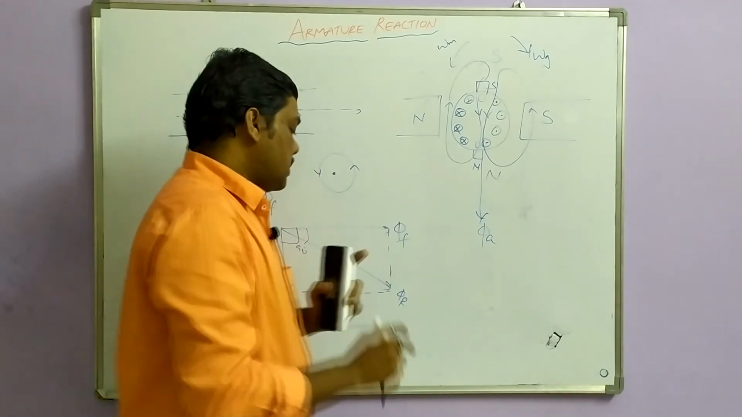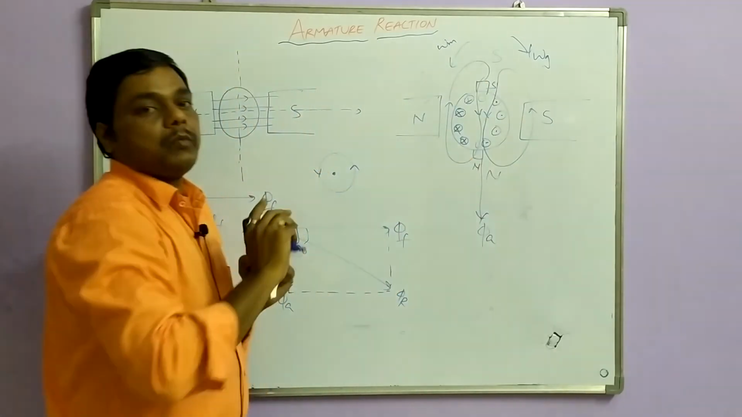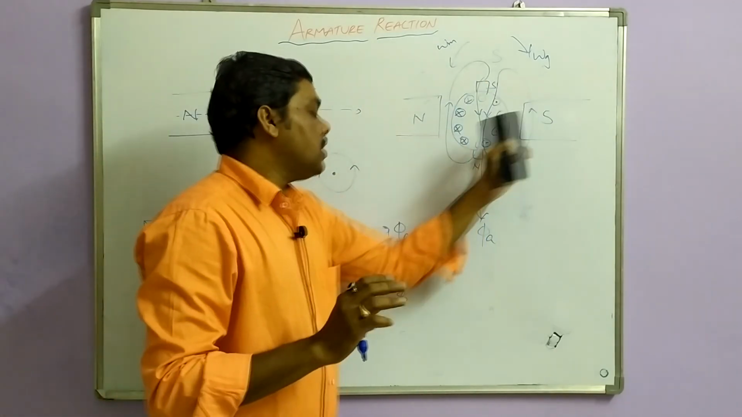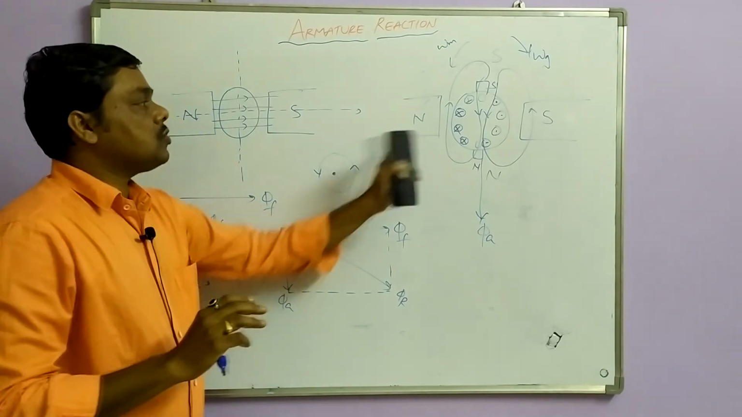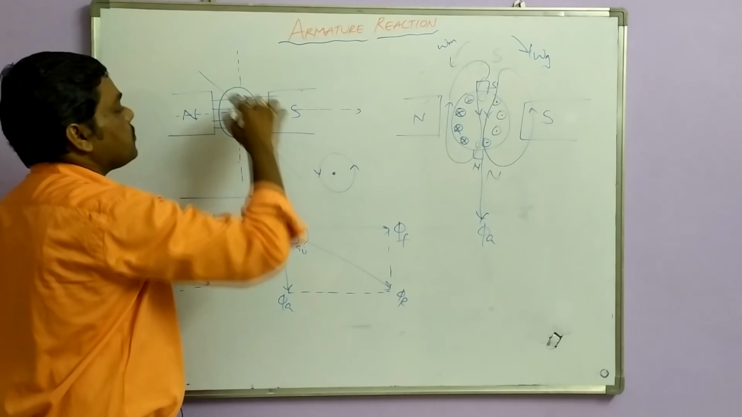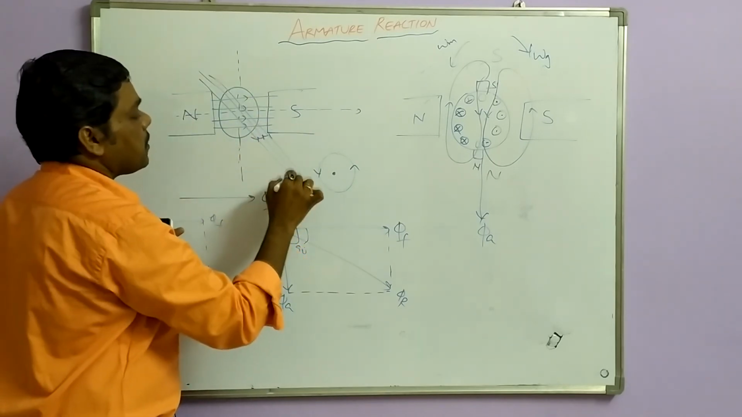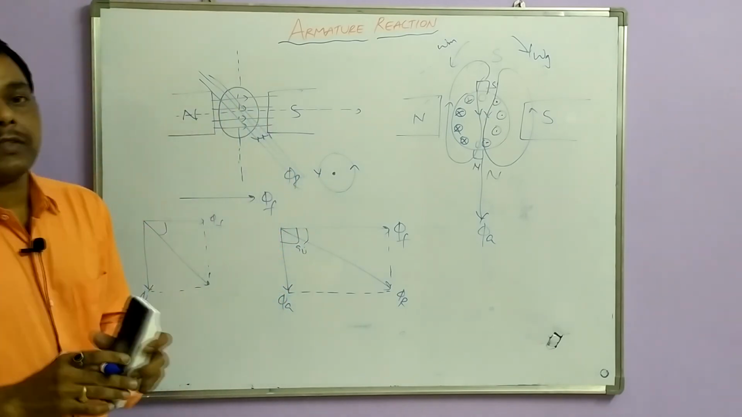And you can observe here the resultant flux direction is like this. So it may not be the same as your field flux or armature flux. It is going to be somewhat different. So it should be in this line. You can see here, now this is the resultant flux. We can draw it here.